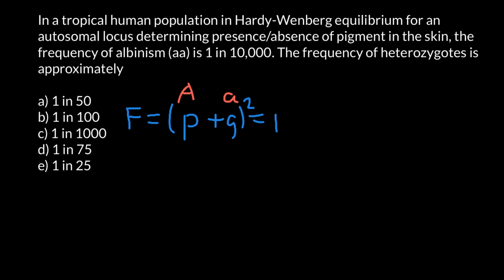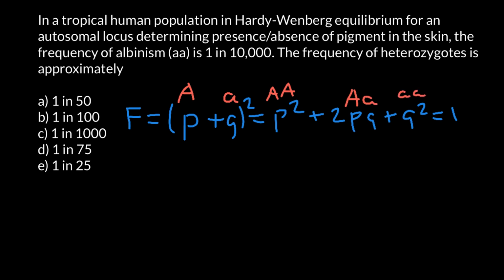So this is going to be P squared plus 2PQ plus Q squared, and all this would equal 1, and 1 here is equal to 100%. We can put the genotypes on top. P squared stands for the homozygous dominant genotype, 2PQ stands for the heterozygous genotype, and Q squared stands for the homozygous recessive genotype. We know that the frequency of the homozygous recessive genotype is 1 out of 10,000.